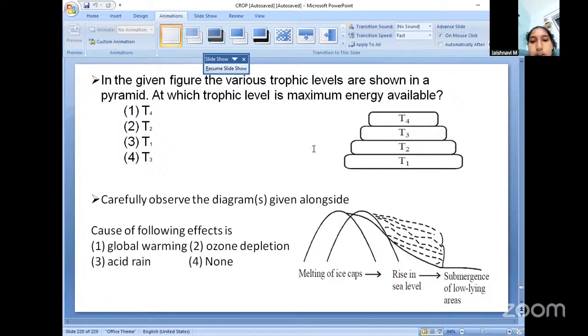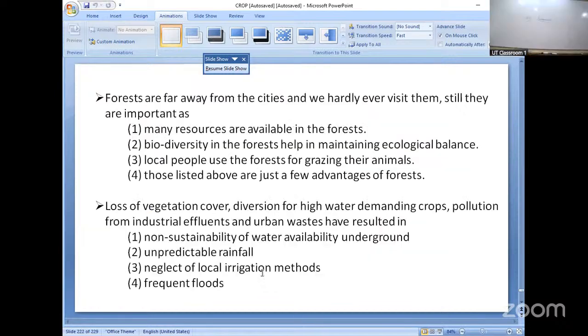T1. T1. Very nice. This diagram is showing which effect? Global warming. Very nice. Forests are far away from the cities and we hardly ever visit them. Still, they are important. Why? Ma'am, because they give us oxygen. Well, you have to select from these four.